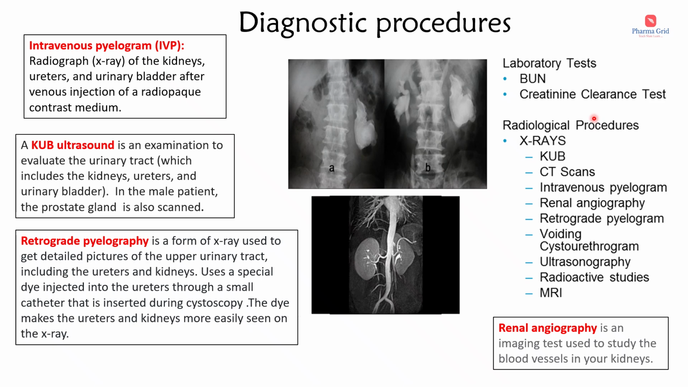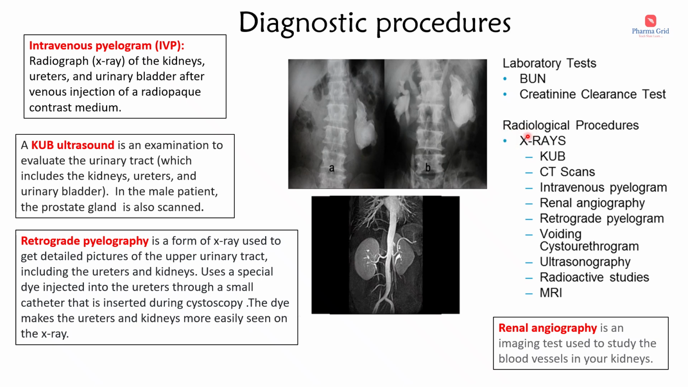Then creatinine clearance test. This test usually measures the plasma creatinine, which results from catabolism of creatine phosphate in the skeletal muscle. Normally, blood creatinine level remains steady. A creatinine level above 1.5 mg per deciliter indicates poor renal function.